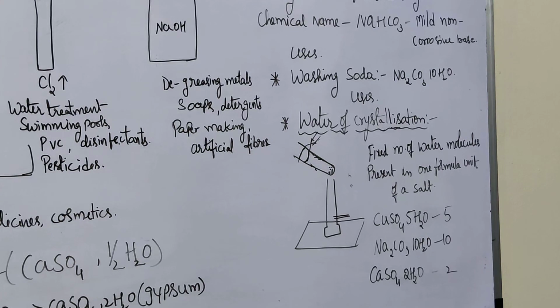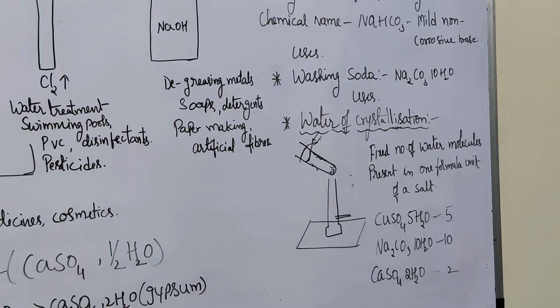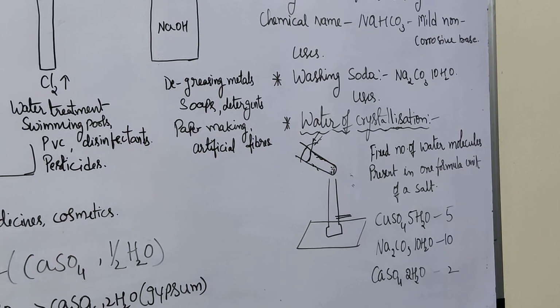Here are two questions. Write the formula for plaster of Paris: CaSO4 half H2O. And write the chemical formula of gypsum: CaSO4 2H2O. And what are the uses? I just discussed them. Next, in water of crystallization, copper sulfate contains 5 water molecules, sodium carbonate contains 10 water molecules, and CaSO4, that is gypsum, contains 2 water molecules. This is important for bits.